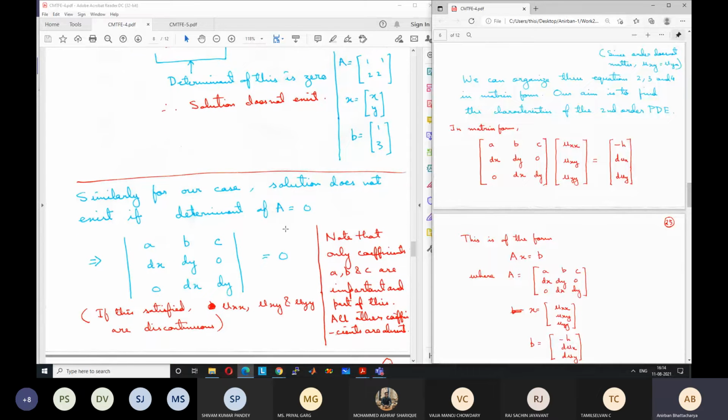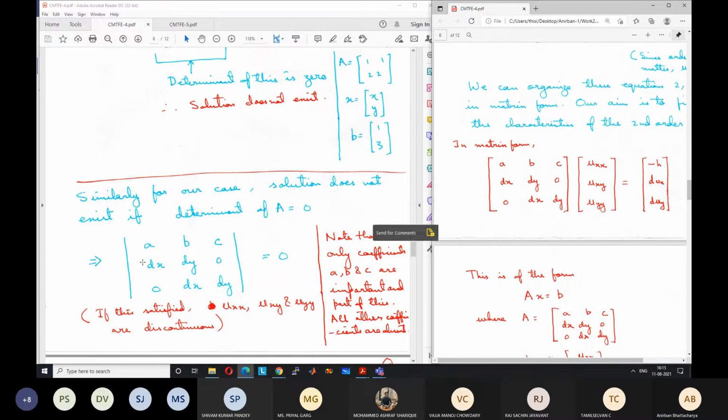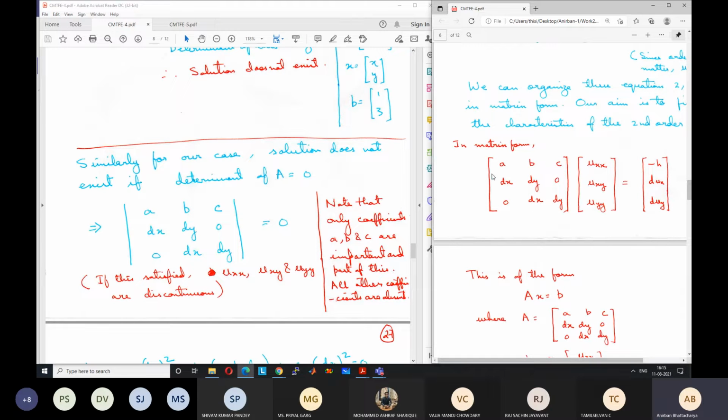For our case also, similarly, what was our equation? This is our equation. If we find the determinant of this, and if it is 0, then the solution of uxx, uxy, and uyy will not exist. Not the solution of u. I am reminding you again, already 3-4 times, because every time students get confused. The solution of uxx, uxy, and uyy will not exist, but obviously the solution of u will be there.